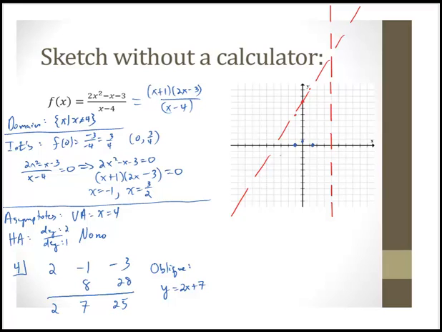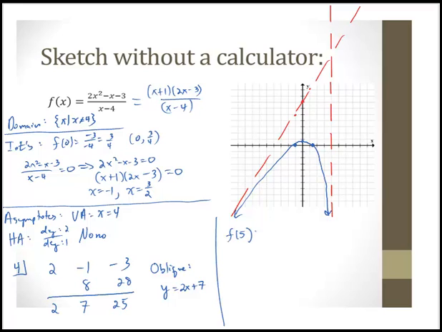Alright, so I have a pretty good idea of what's going to happen in between the asymptotes. It looks like I'm going to get something like this, and I could plot a couple extra points. And then what happens on the other side? Well, it's probably going to fit in between them, but let's just double check. Let's let x equal 5.